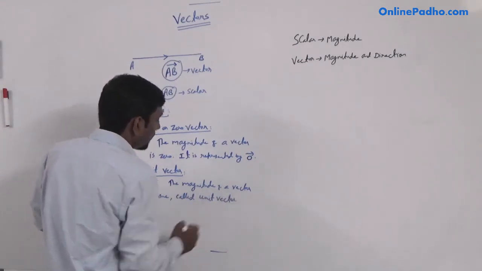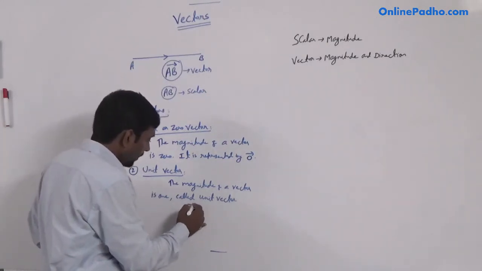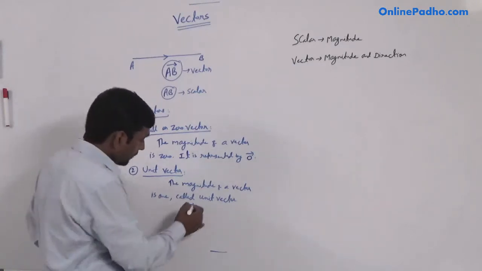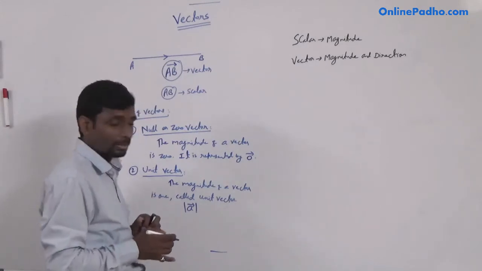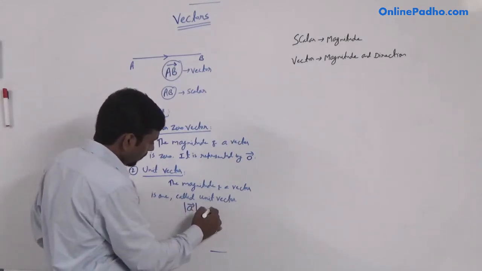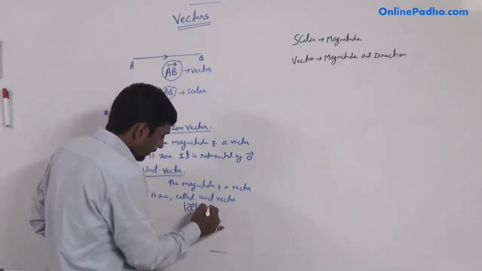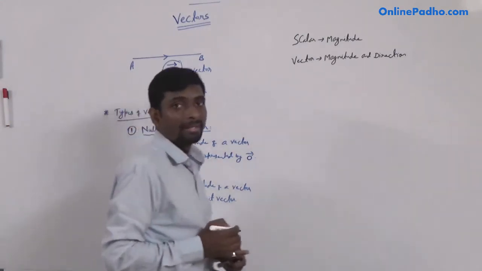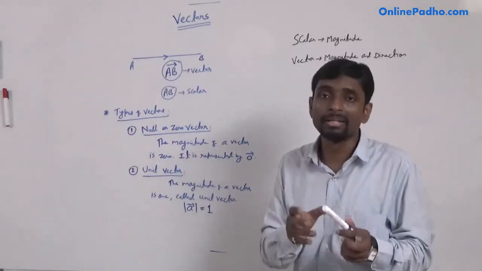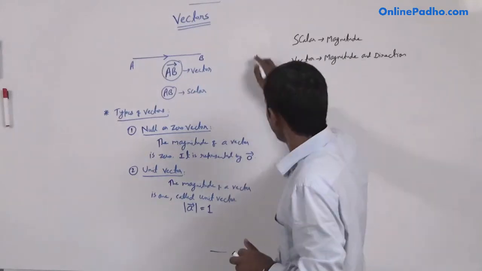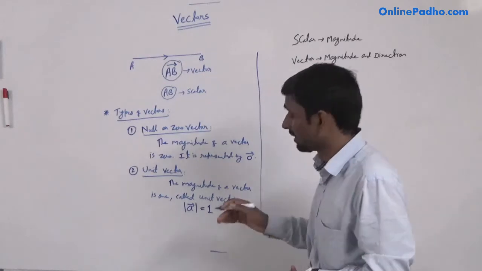And how can we represent a magnitude? If you have a vector A, how can we represent the magnitude? Magnitude can be represented by the modulus. So the mod of vector A is called the magnitude of vector A. This can also be written as A only, right? If the magnitude of this vector is 1, then this vector A is called the unit vector because the magnitude is 1. We'll discuss how to find the magnitude in the next topic, right? So these are the vectors: null vector, unit vector.